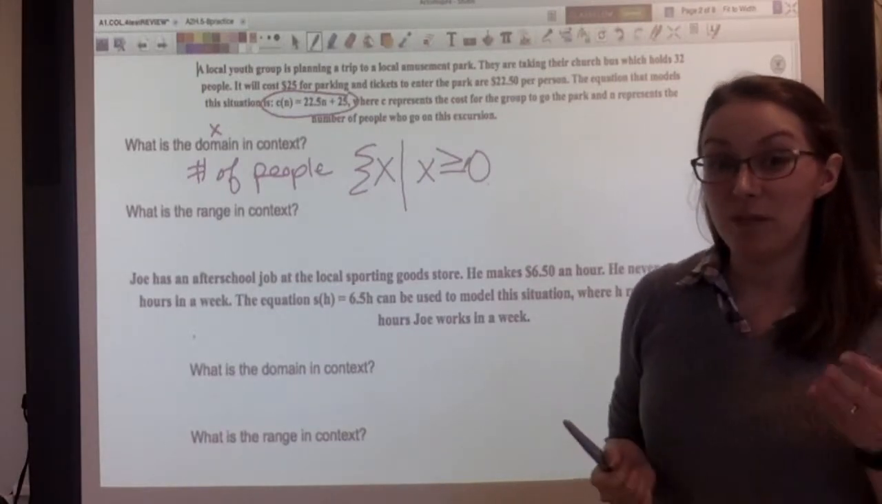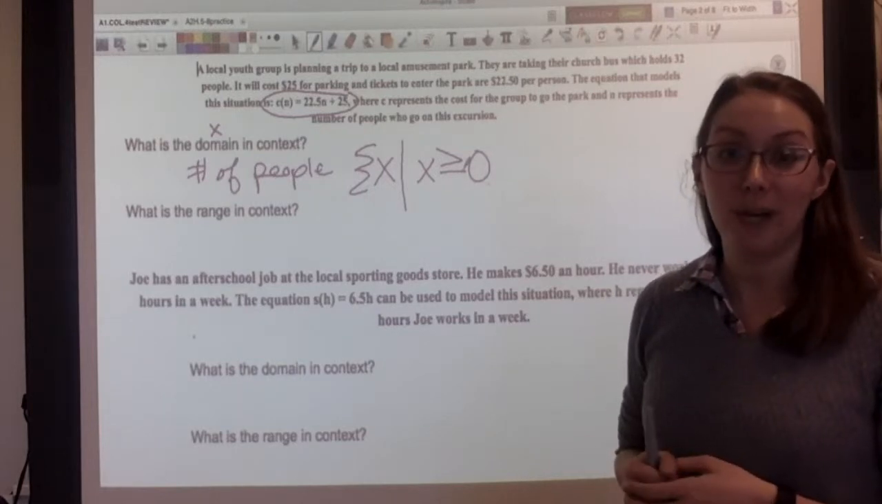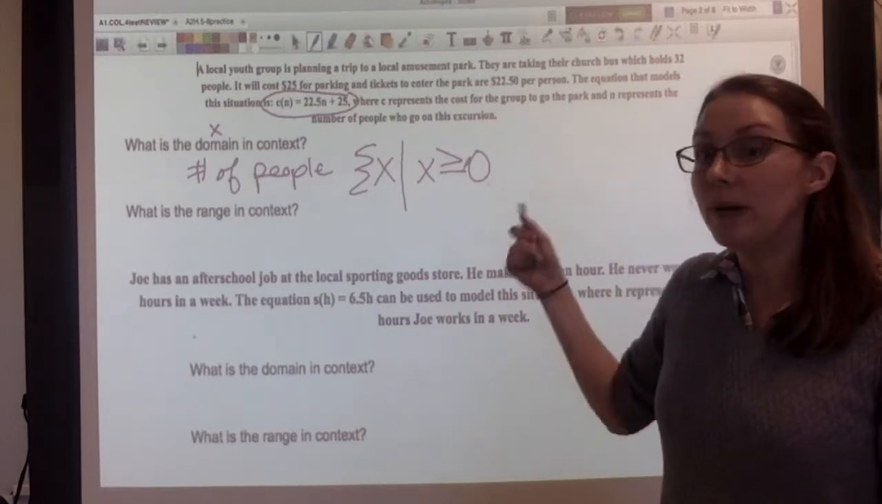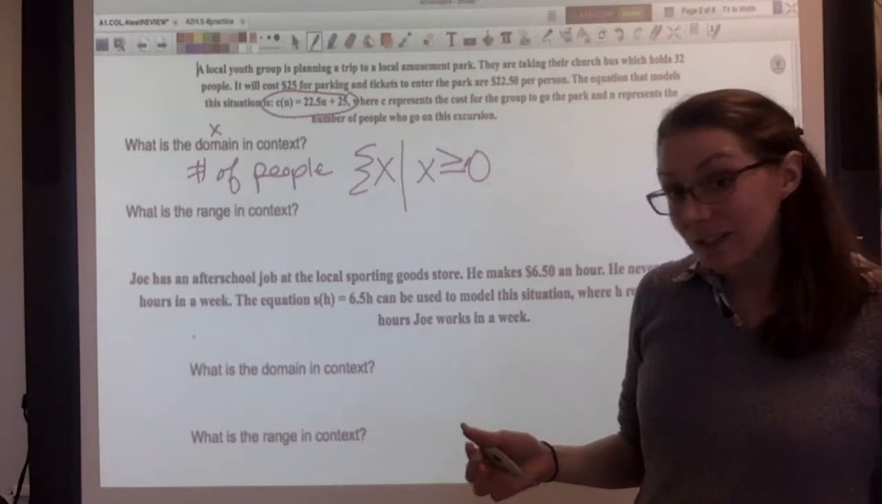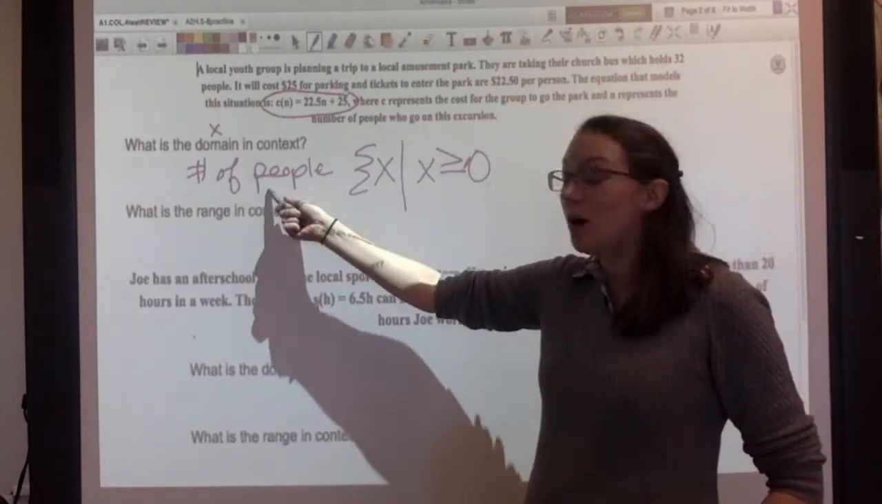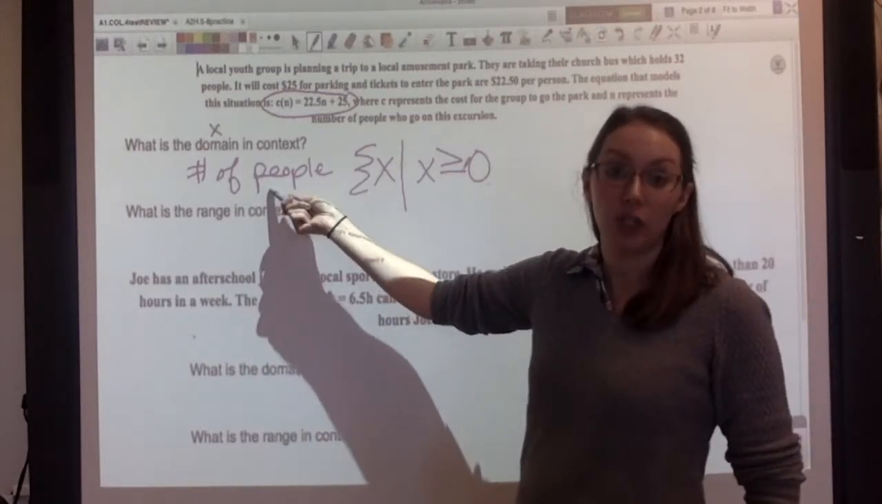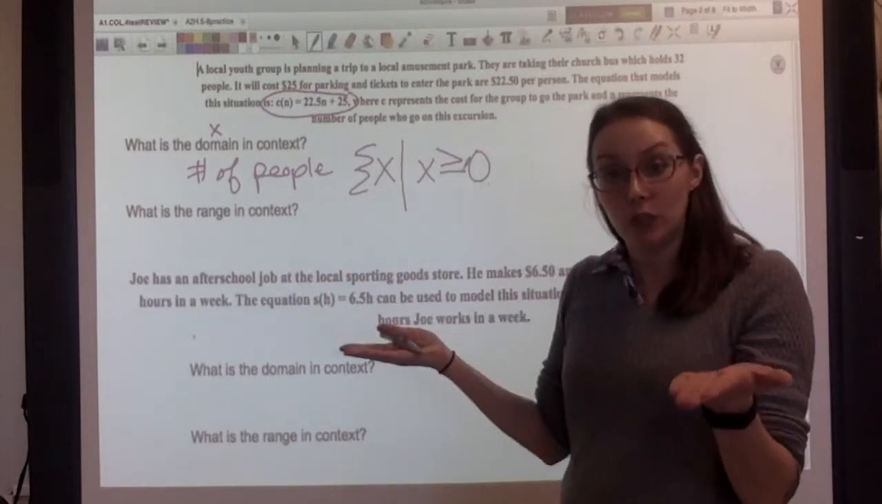The maximum amount of people that can attend is how many people are going to fit on that bus. You can't have more people than that. So the bus holds 32 people max. So the amount of people that can go, the maximum is going to also be 32. So you can have between 0 and 32 people.